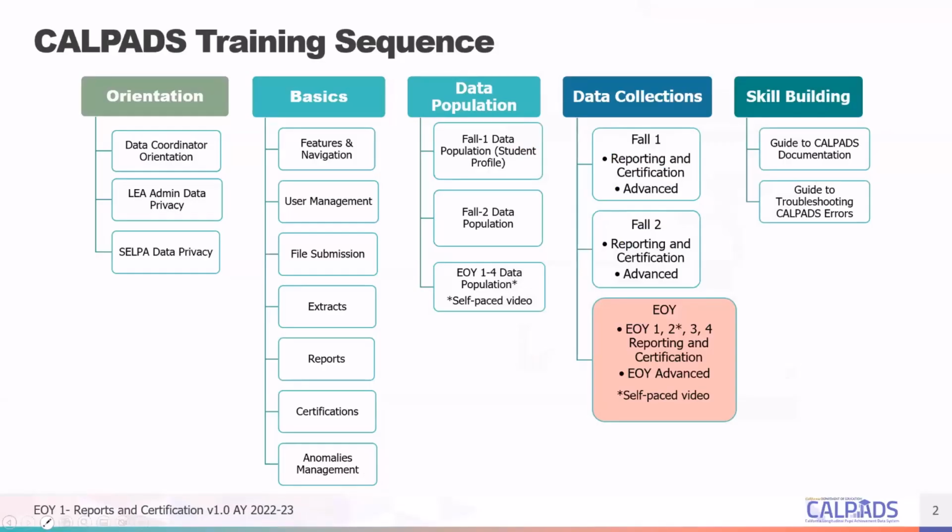All right, the CSIS training model is designed to be segmented to provide organization of specific topics and concise delivery. We aim to provide focused trainings with relevant information and instruction. On the left of this slide, we have the CALPADS orientation and basics, as well as our submission-specific data population sessions. These sessions are the prerequisite for the remaining reporting and certification and advanced courses, one of which we are attending today with EOY 1 reporting and certification.